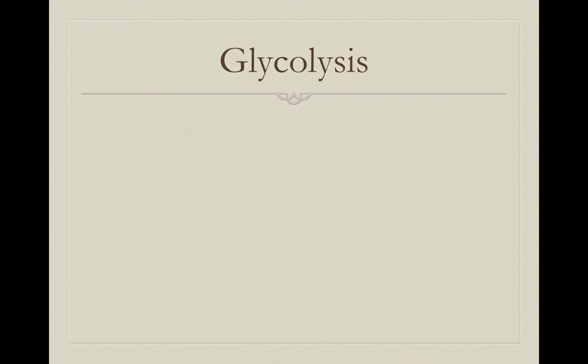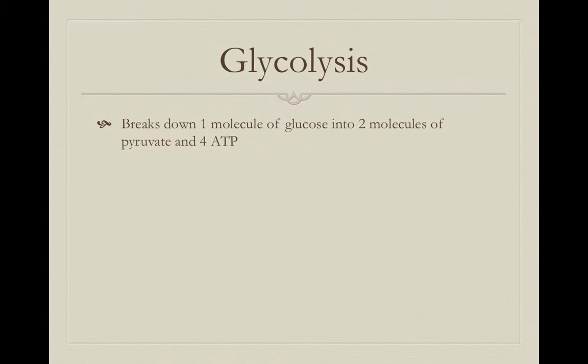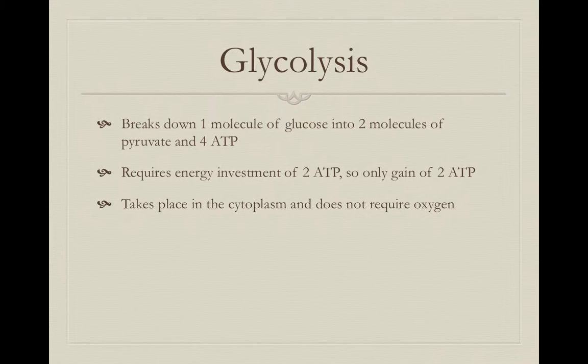So let's talk about glycolysis, as it is the first step in anaerobic and aerobic respiration. So in glycolysis, we break down 1 molecule of glucose into 2 molecules of pyruvate and 4 ATP. Now, since glycolysis requires an energy investment of 2 ATP, we only gain 2 ATP, so what we count as a gain is only 2 ATP. It takes place in the cytoplasm, and it does not require oxygen. That's why we can use it in anaerobic respiration as well.